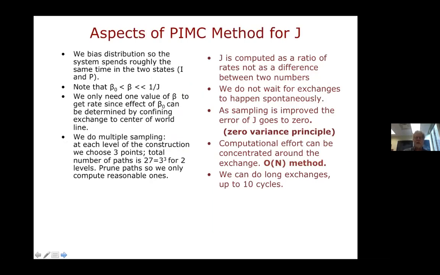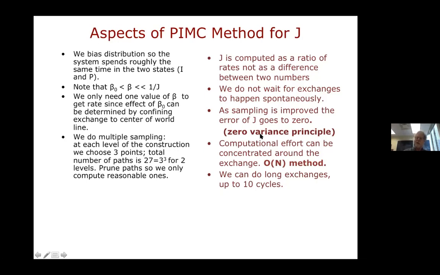And the advantage of this, well, these are kind of technical points, but this exchange frequency is computed as a ratio of rates, not as a difference between small numbers. Okay, so you have a direct way of calculating J's by essentially how much work, classically, do you put in in order to make two atoms exchange. You don't wait for them to happen simultaneously.